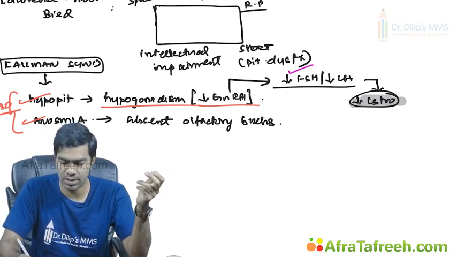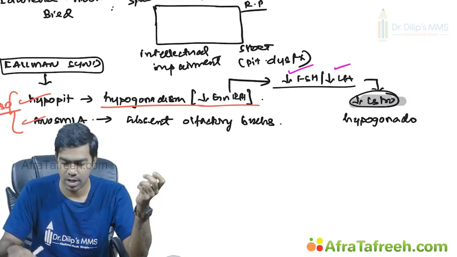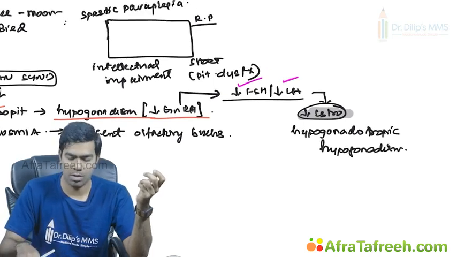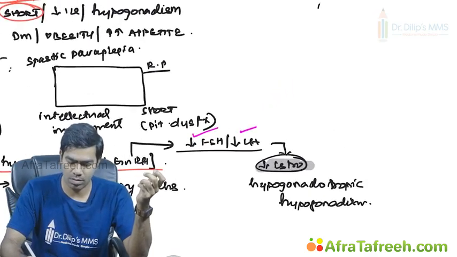Here the FSH and LH are low. Because of that, this will come under a group called hypogonadotropic hypogonadism. Hypogonadotropic hypogonadism. Clear? Obviously this is the case, isn't it? This is a central problem or a pituitary issue. So you know how it works.